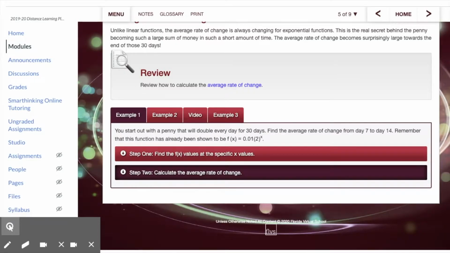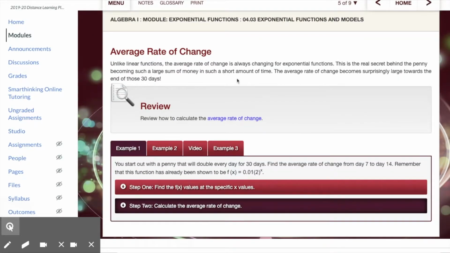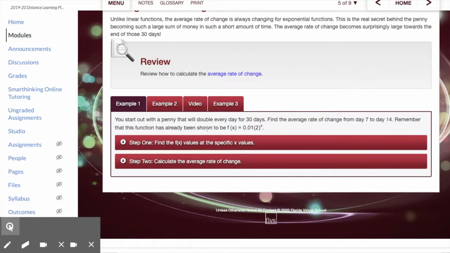Now on page 5, we talk about a concept called average rate of change. So not necessarily your typical constant rate of change, which happens in linear functions, but we want average rate of change. So example 1 says you start out with a penny that will double every day for 30 days. Find the average rate of change from day 7 to day 14. Remember, this is the function, the equation that we're using.